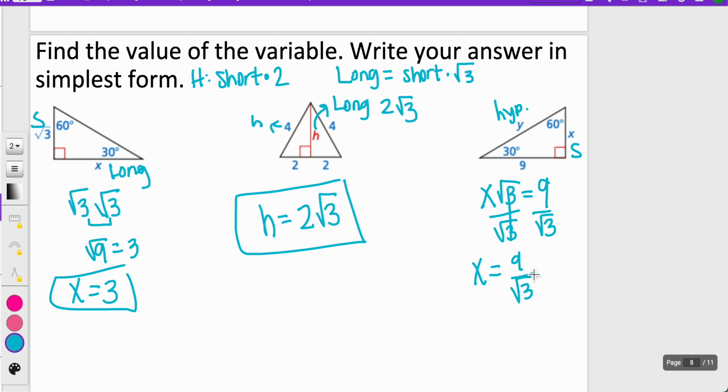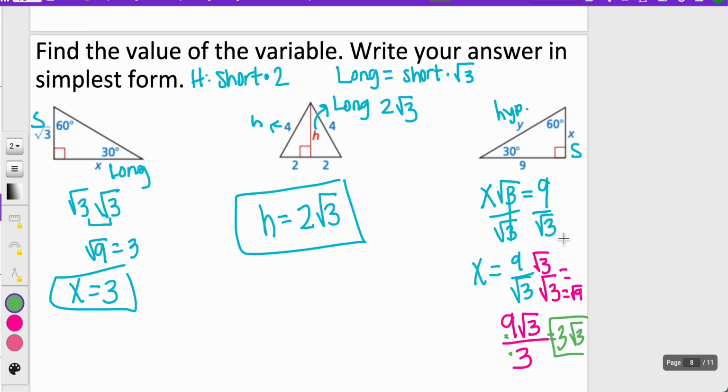Now, if you have learned this in the past, you cannot have a radical on the bottom. So what we've done before is simplify by multiplying both top and bottom of a fraction by the radical. Okay, so on the top, I'm going to have 9 square root 3. And on the bottom, if I do square root 3 times square root 3, that's equal to square root 9, which is just equal to 3. Okay, then I can simplify a little more. If I'm looking at 9 and 3 as a fraction, 3 can go into 9 3 times, so my final answer is 3 square root 3 for letter x, okay?